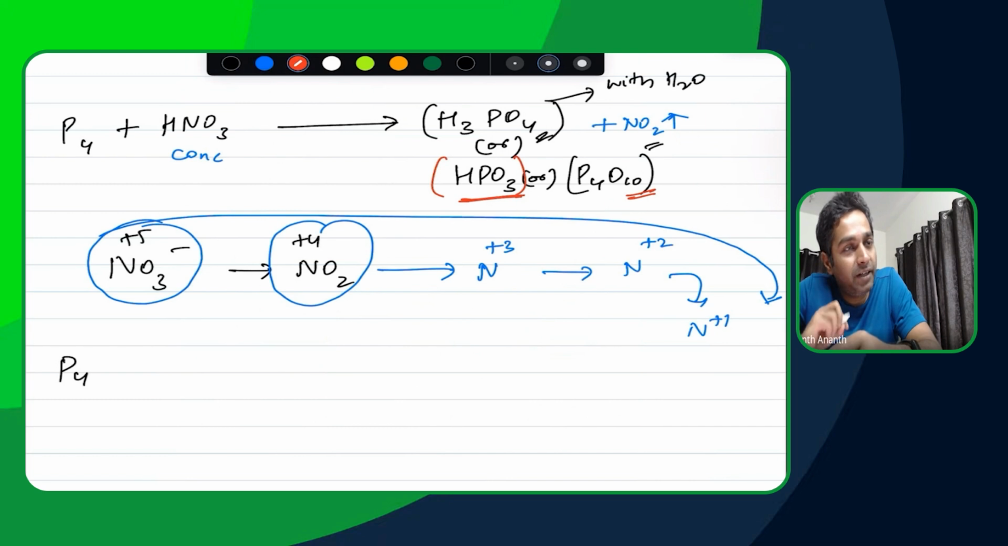So if I have to write the reaction between P4 and HNO3, what would be my guess to get the products over there? If I was given concentrated nitric acid, how would I guess that? I will say it will probably give me H₃PO₃, and it will give me NO2 gas.